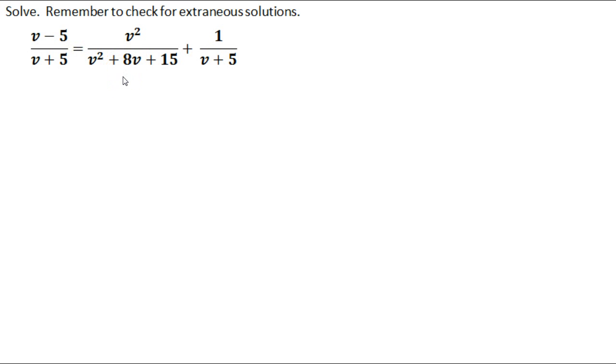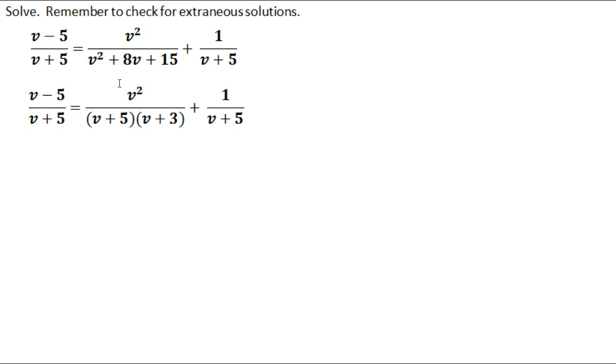When we factor this one, we need two numbers that multiply together to give us 15, but add together to give us 8. Two numbers that multiply together to give us 15 would be 5 and 3, and those two add together to give us 8. So those are my factors: v plus 5 and v plus 3. Remember, 5 times 3 gives us 15, and 5 plus 3 gives us 8. So there's my factored form. That's the only thing I really changed here.